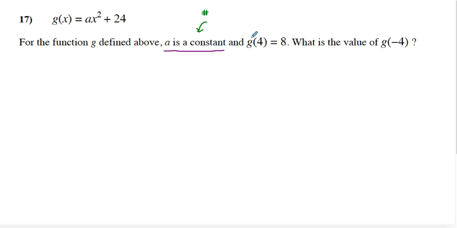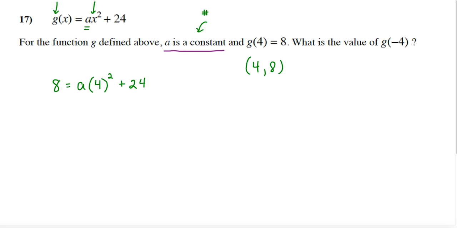So we know that on this function, the input of 4 would give me 8. So that is a coordinate that is on this graph. It wants us to find the value of g at -4. Well, there's two ways to consider this. If this is a function, if a is a constant, and we have our input and our output of 4 and 8, we can plug them in to find our a value.